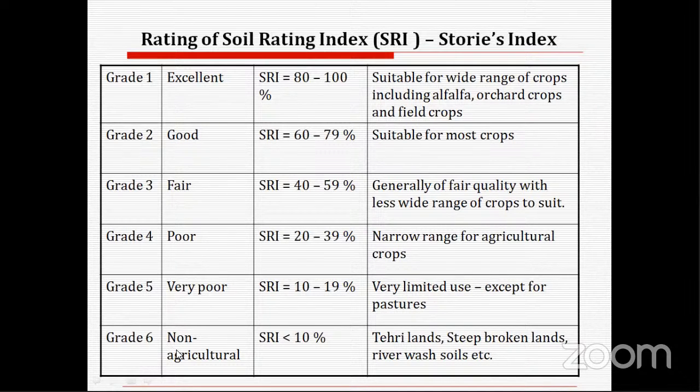Coming to grade 6, it is for non-agriculture purposes. Tar lands, with a very low rating; steep broken lands, river washes, and so on. All the wastelands come under this, with SRI less than 10%. It comes under non-agriculture purposes. There are six grades in total. These are the classes, these are the ratings, and these are the descriptions of these grades. Okay, students, this is the Storie index, the soil rating index given by Storie.